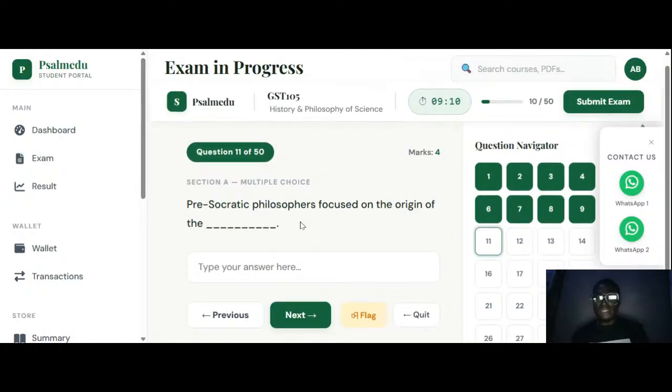Now, pre-Socratic philosophers focus on the origin of the dash. The origin of what?